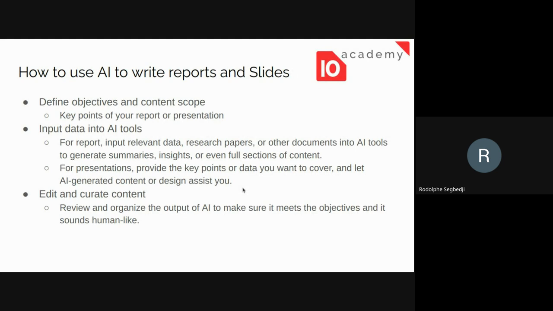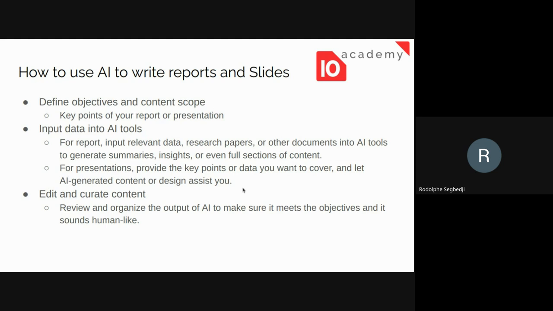And after defining the objective and the content, we need to do what? We need to gather the relevant data that we want to report or present in our AI. So when it comes to a report, for instance, maybe you want to report on a given topic. Maybe it is transportation in a given city or a given country. You need to provide the relevant data after defining your objective and the scope of the content, okay?